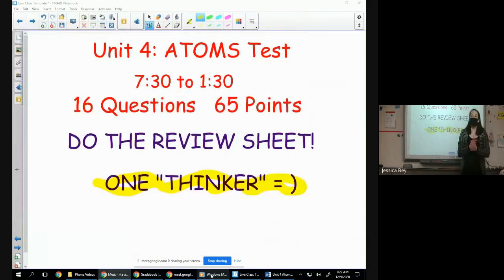Right, so let's talk about today. Today is your review day for your test, which is on Friday. It is Unit 4, Atomic Structure. So everything in the packet.